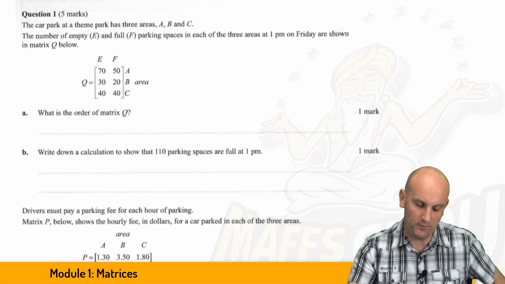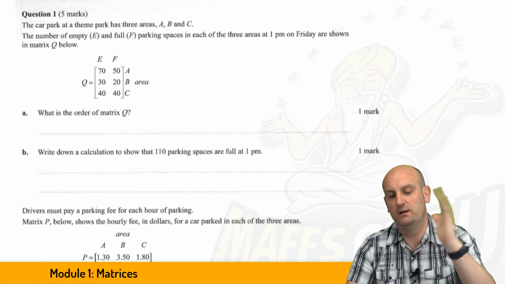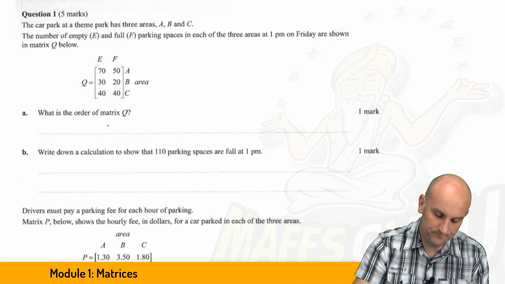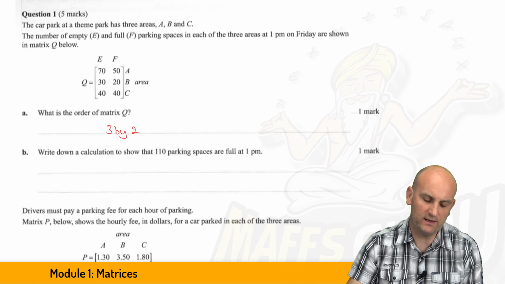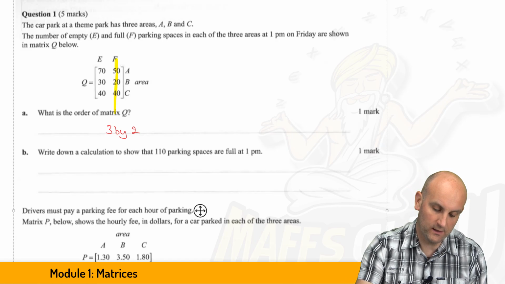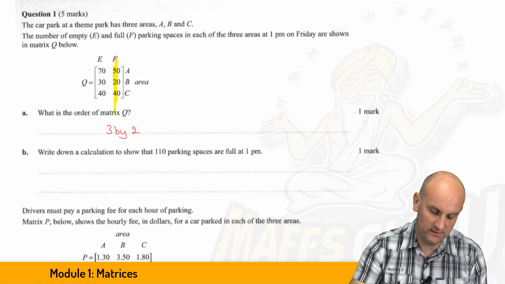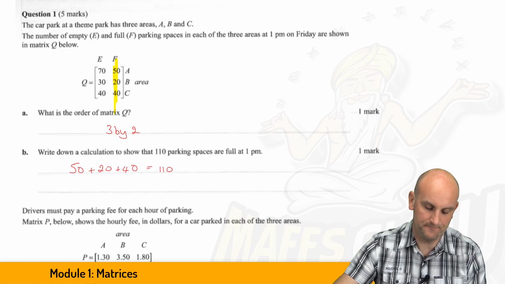Sorry about that if that picked up on my microphone. The order of matrix Q, well, remember we do rows and columns. There are 3 rows, so 3 by 2. Write down a calculation to show that 110 parking spaces are full at 1 p.m. Well, it's basically just asking us to add those values together. So 50 plus 20 plus 40 is equal to 110.